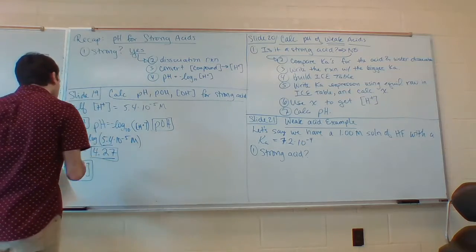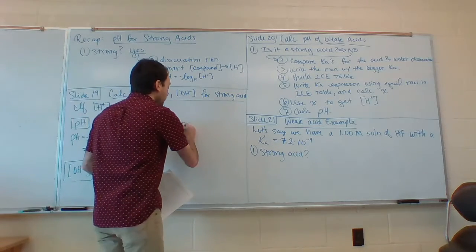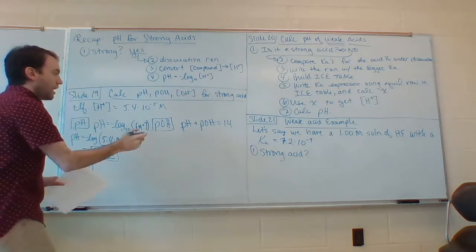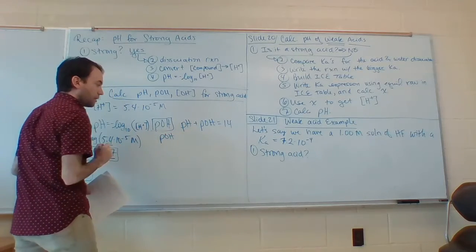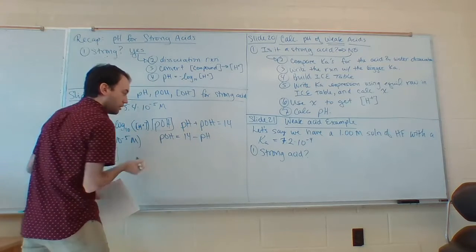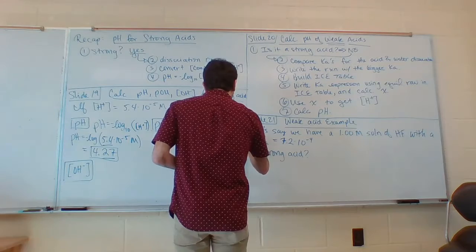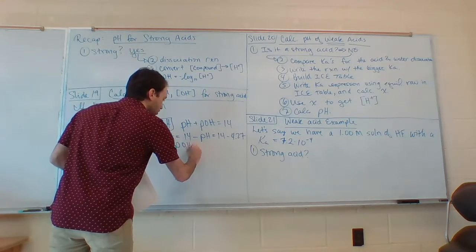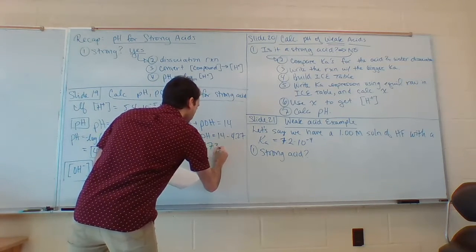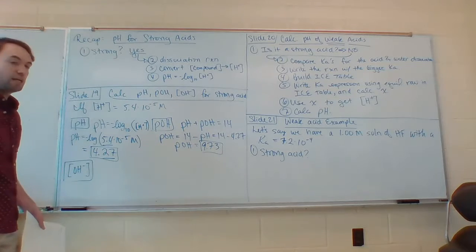Now, once we have our pH, it's very easy to calculate our pOH, because we know that the pH plus the pOH is equal to 14. So if I want to calculate my pOH, an easy way is to take 14 and subtract off my pH. That means it will be 14 minus the 4.27 that I just found, which means that my pOH is equal to 9.73. Very easy, especially if we've already got our pH.